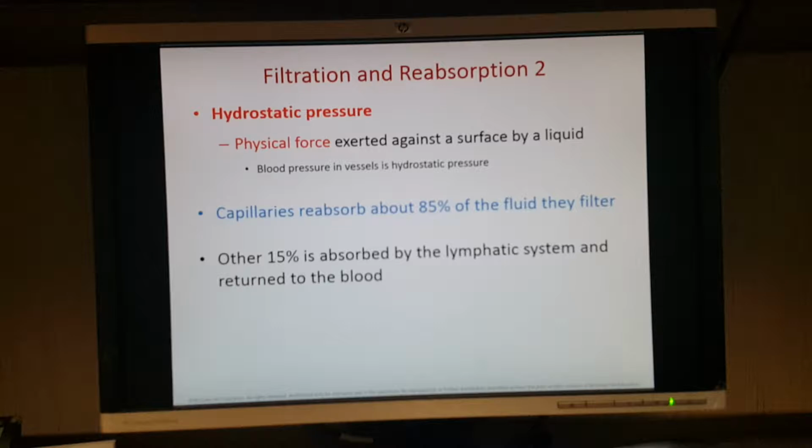So with your capillaries, you have your hydrostatic pressure, which is the physical force of blood pushing against the capillaries, pushing your fluid out of your capillaries, and your opposing force of colloid osmotic pressure driving fluid into your capillaries. Your capillaries are able to reabsorb about 85% of the fluid that they filter out. So the other 15% is absorbed in the lymphatic system and therefore returned to the blood later, going through your entire lymphatic system and then returned at the level of your superior vena cava.